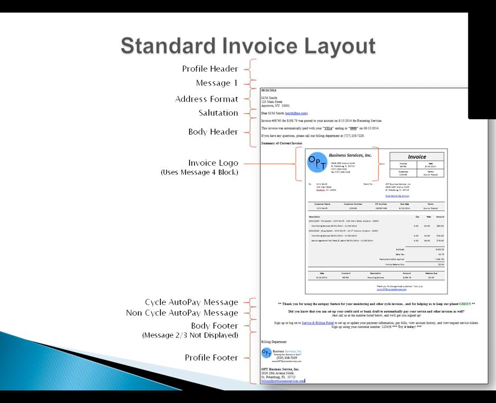Information such as the remit to is actually hard-coded from the SedonaOffice database and therefore does not require any manual editing. At the bottom we have our cycle AutoPay messages and non-cycle AutoPay messages, as well as our body footer. We have 2 additional message blocks that are available. In this particular case, the customer did not use them. And then we have our profile footer, which would repeat on every event that comes out of the system with that particular profile attached. This is the typical setup for a standard invoice.